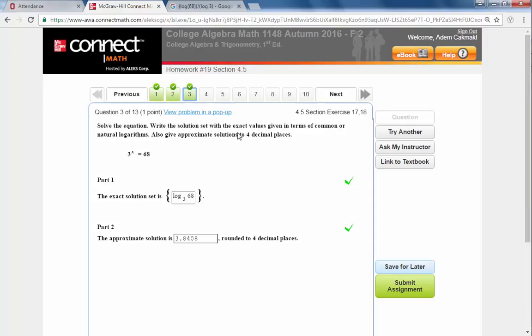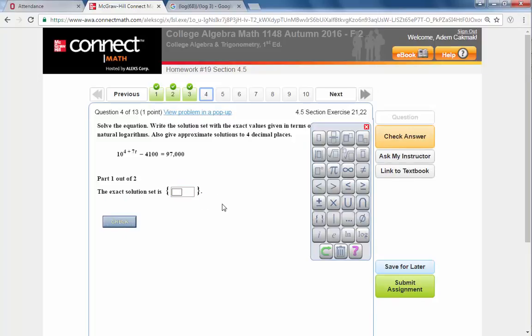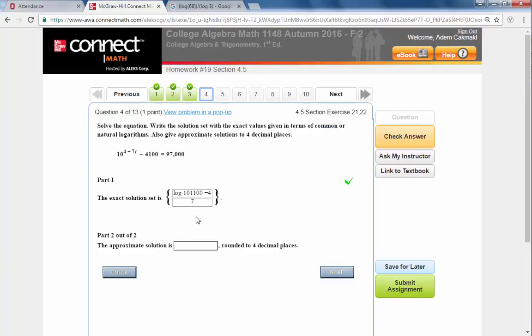But I think it will lack the initial answer as well. I will use the earlier answer. Yeah, it lacked the earlier one. And you just need to put this into a calculator and get it rounded to 4 decimal places, which I will leave to you. Okay.